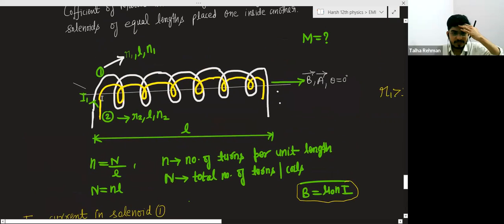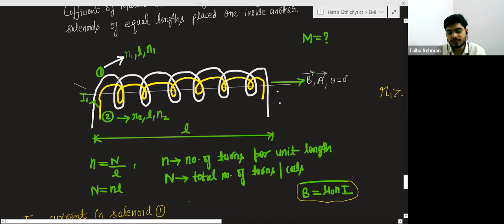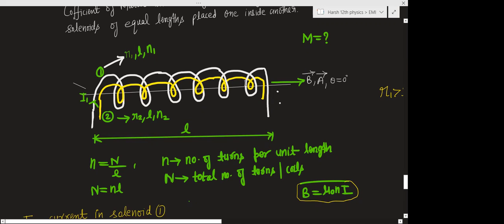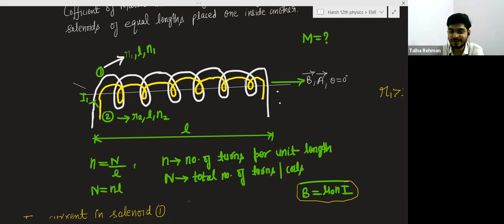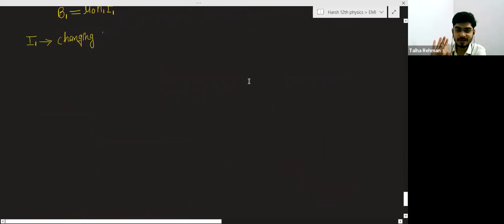Now you can see this yellow color solenoid is in the magnetic field of white color solenoid. So when the magnetic field due to this white color solenoid increases, there will be an increase in the magnetic flux linked with the yellow color solenoid. Confusing, or are you getting it? Yes, I'm getting it. Okay, just a minute, I'm explaining once again.